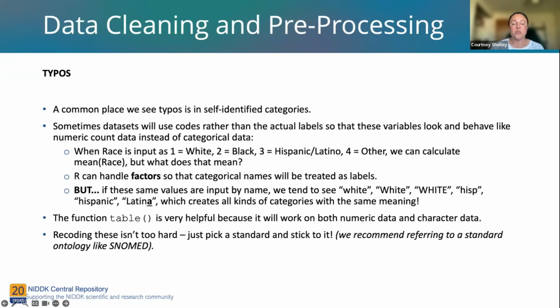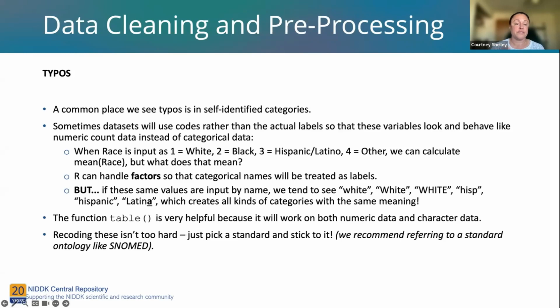One of the things that will slow down and anger you quite a bit is typos. A common place we see typos is in self-identified categories. Sometimes data sets will use codes rather than the actual labels, so that these variables look and behave like numeric count data instead of categorical data. In an effort to standardize data collection, people may input race as 1 equals white, 2 equals black, 3 equals Hispanic or Latino, 4 equals other. That sounds like a really good way to standardize your data, and for the most part it is, but it also allows you to do some crazy things like find the mean of race. And that doesn't mean anything.